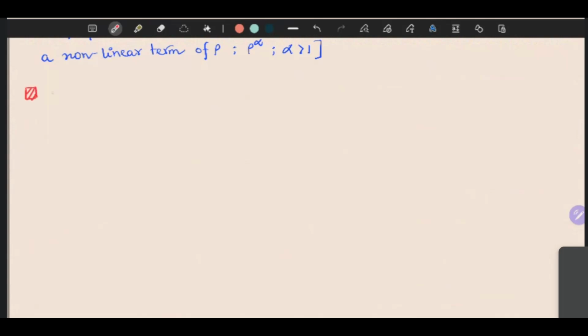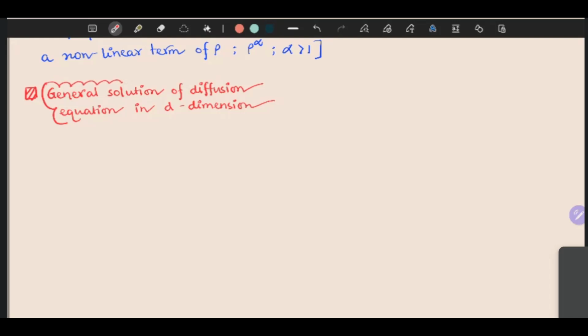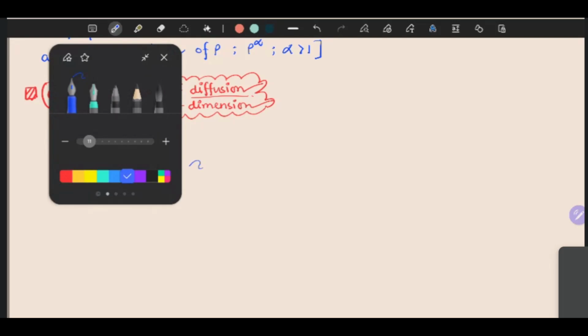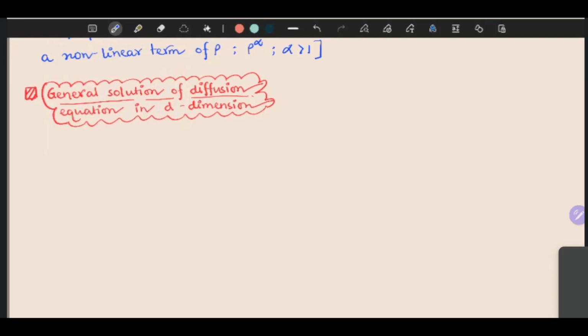Okay, now let's find the general solution of the diffusion equation in d dimensions. If you know the general solution, then our calculation, descriptions and understanding will be much simpler. Okay, so now let's say, so we talked about the random walks and all these things.